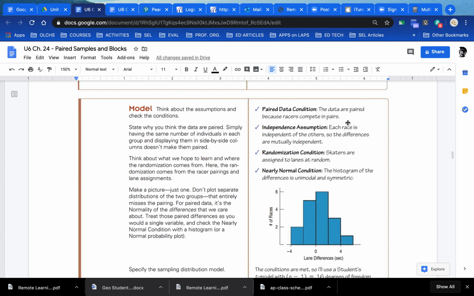So it says it's paired. Yes, it's the same racer, but different tracks. Independent. Yeah, each race was independent of the others. Cool. Random. Cool. And you'll notice they don't mention 10%, but again, I don't see why writing that would be too big of an issue. Now, nearly normal. Yeah, this is a histogram of those differences. It looks pretty decent. Now, again, how would you actually check that and then do the work that goes with this?